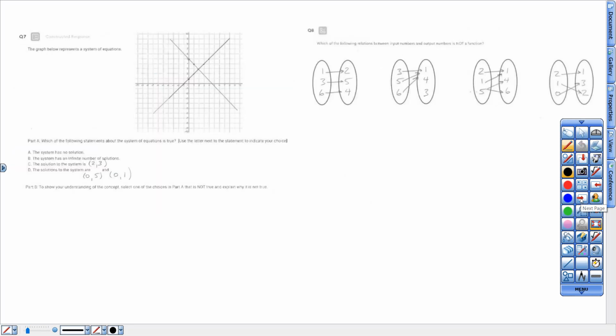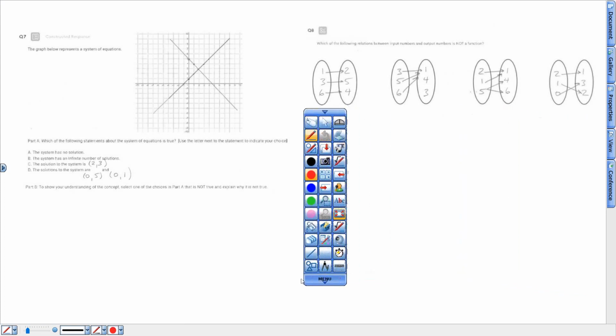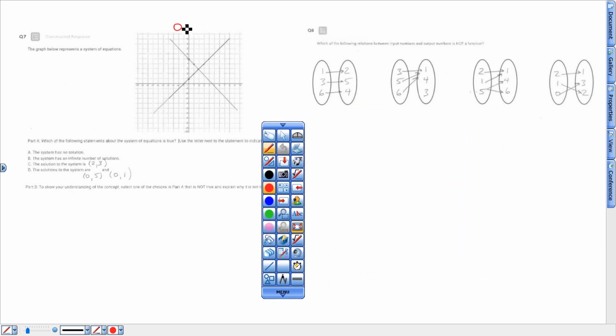Next problem just says, look at this and see what applies to this. I can see that this is one solution. They're meeting in one place, and the one place they're meeting is that coordinate right there. It looks like going over 2, up 3. So that would be, of course, C right here. Then we want you to pick one of the bad ones and explain why. And I would say maybe either A or B, easy ones. One with an infinite number of solutions. You could say B is wrong.